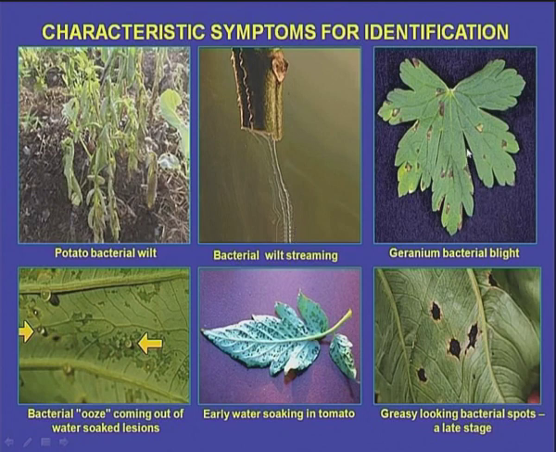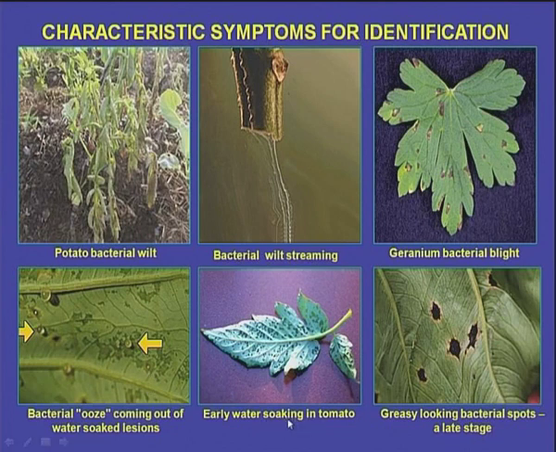Then this is the geranium bacterial blight. You are seeing here the bacterial blight spots, which cause the most severe disease in the geranium, our ornamental plant. Then this is a very important slide I am showing you here, because this is a common thing we can observe in bacteria-affected plants. You see here the bacterial ooze in the shape of water droplets, and it is coming out from within the water-soaked lesions affected with the bacterial pathogens.